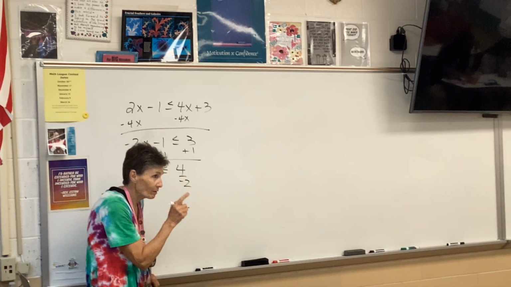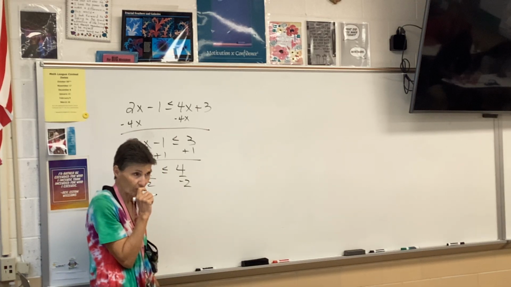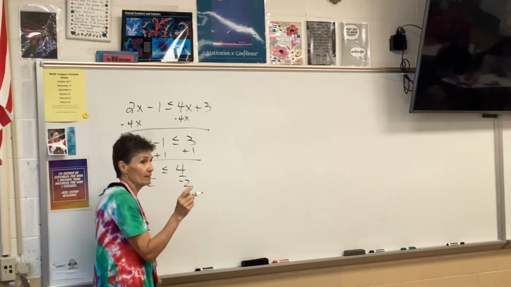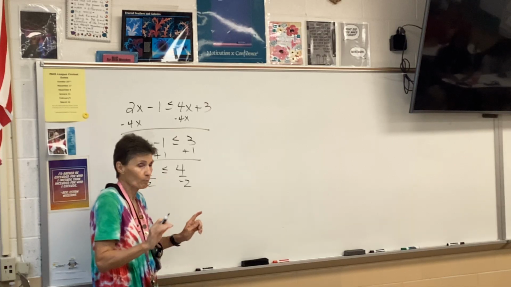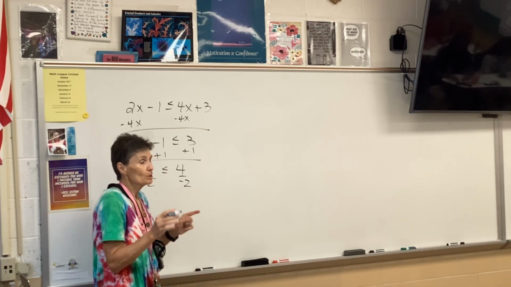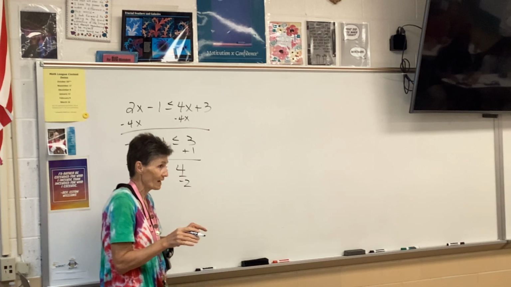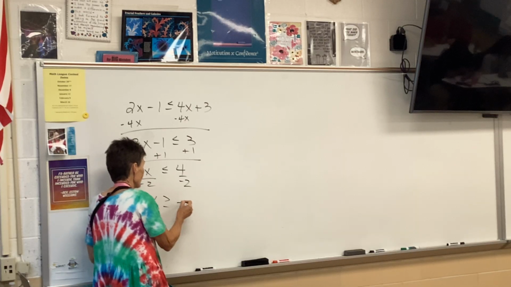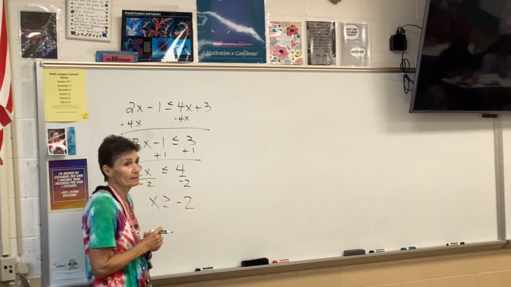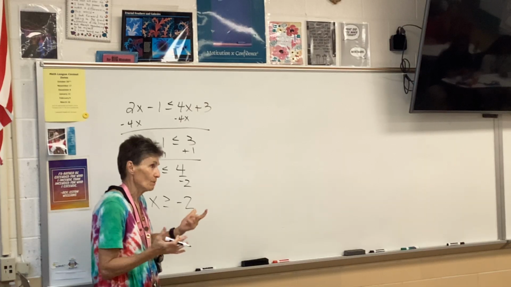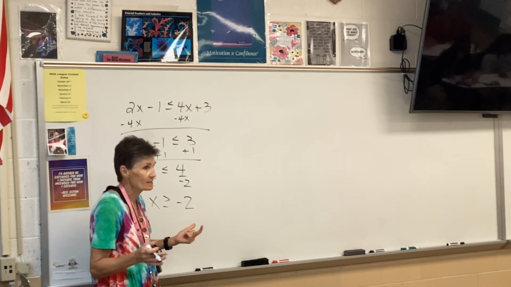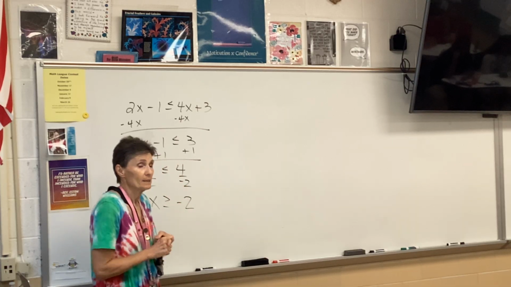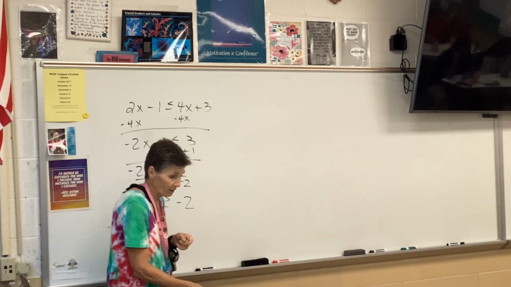Now, that's where it changes. That's where things get a little different. Does anybody remember the rule? Flip the sign. Yeah, but you don't always flip the sign. You flip the sign when you multiply or divide by a negative. I'm dividing by a negative, so that's gonna become a greater than. Everything else I did was exactly the same as if it were an equals. There's no new process, except you have to have your radar up if you are multiplying or dividing by a negative.